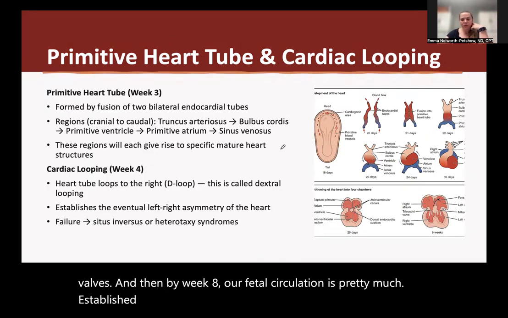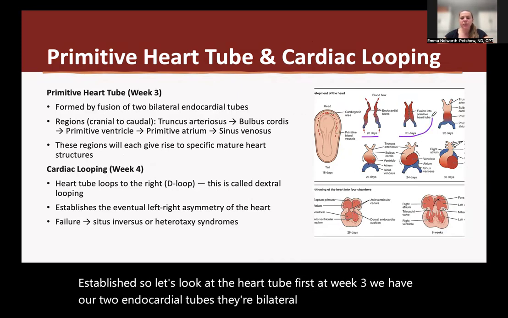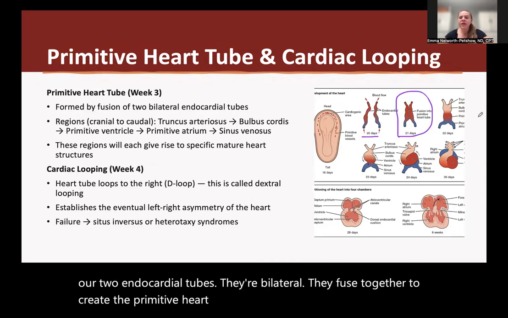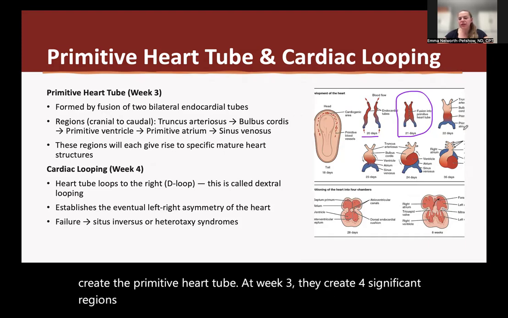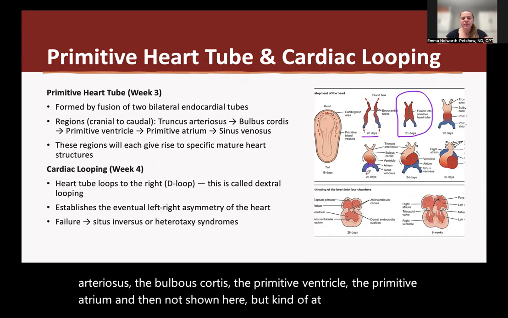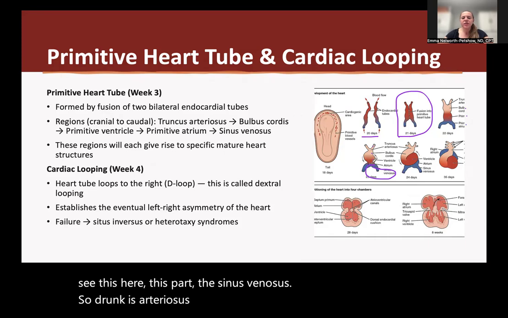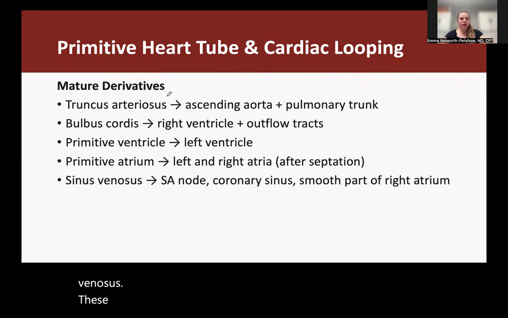So let's look at the heart tube first. At week 3, we have our two endocardial tubes. They're bilateral. They fuse together to create the primitive heart tube at week 3. They create 4 significant regions going from cranial head to caudal tail. We have the truncus arteriosus, the bulbus cordis, the primitive ventricle, the primitive atrium, and then, not shown here but at the bottom, the sinus venosus. So truncus arteriosus, bulbus cordis, ventricle, atrium, and sinus venosus. These all give rise to the mature heart structures.